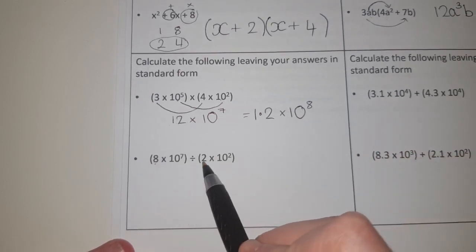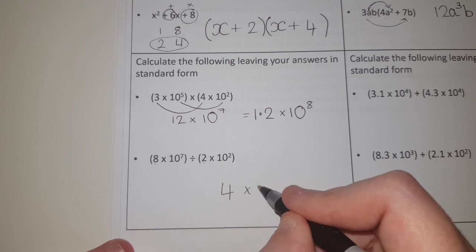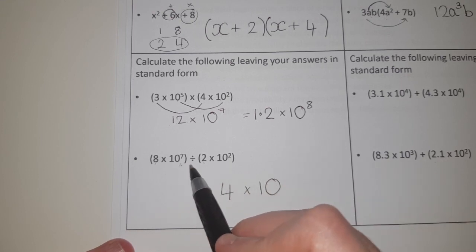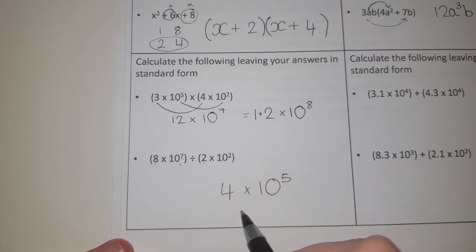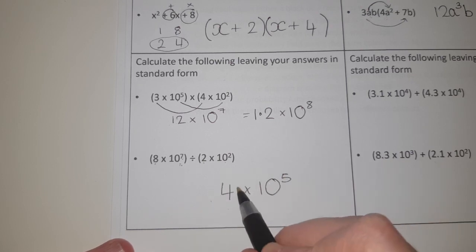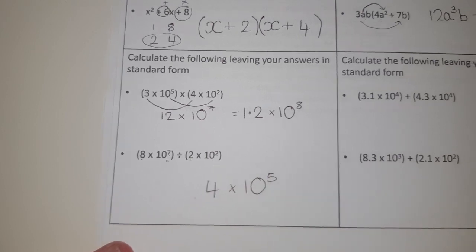Next one, 8 divided by 2 is 4, times 10 to the power of, and when you divide, you subtract the powers, so 7 take away 2 is 5. That one's already in standard form since this number's between 1 and 10.